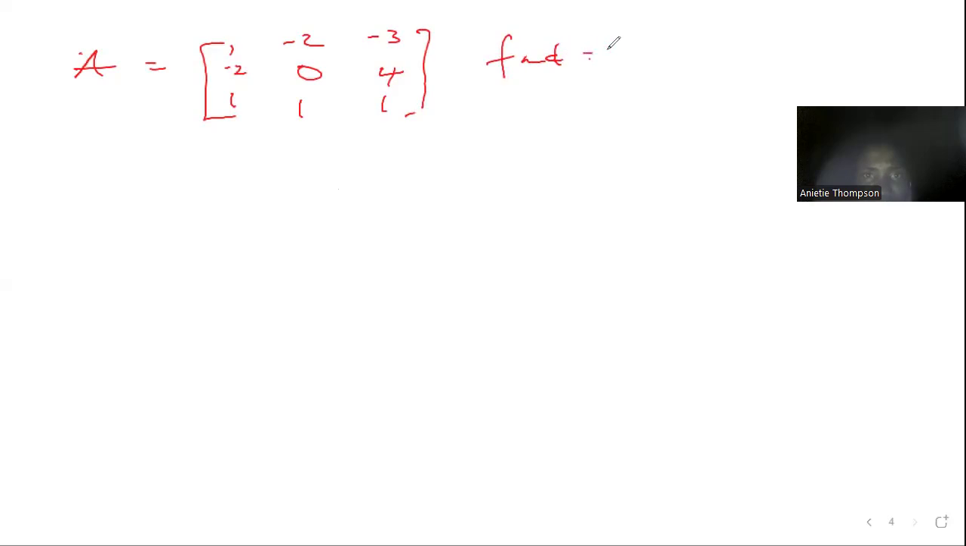So I'm going to do it in a very quick way. If A is equal to the matrix 1, minus 2, 1, minus 2, 0, 1, and minus 3, 4, and 1, you have a matrix like that. Right. So let's find the inverse. I'm going to be very, very fast.